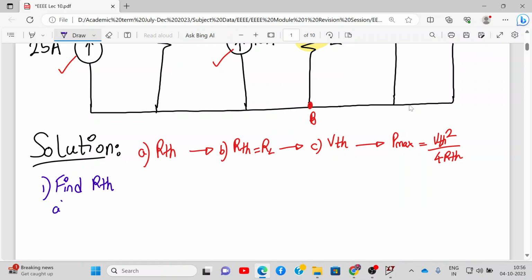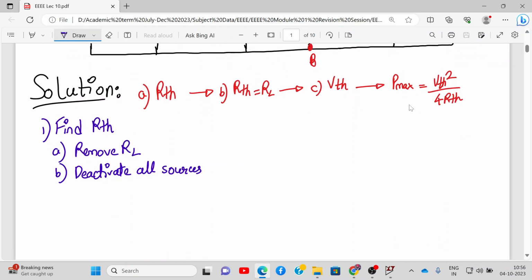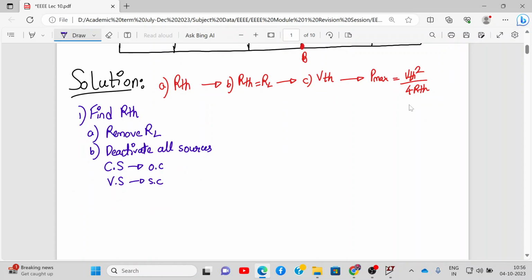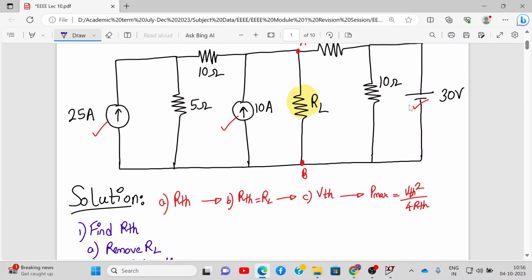For finding RTH, what are the two steps? Remove load RL, and next step is deactivate all independent sources. All sources are independent over here. We'll deactivate them. What is the meaning of it? Current source, we will replace by an open circuit, and voltage source will be replaced by a short circuit. Let me show you the diagram and then do the connections.